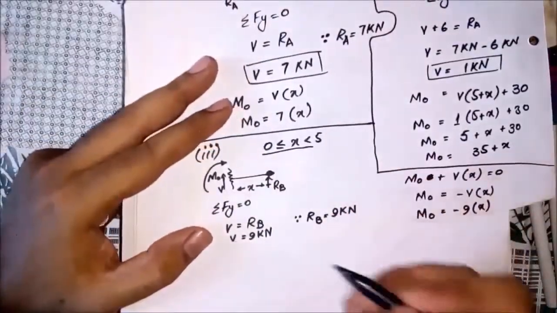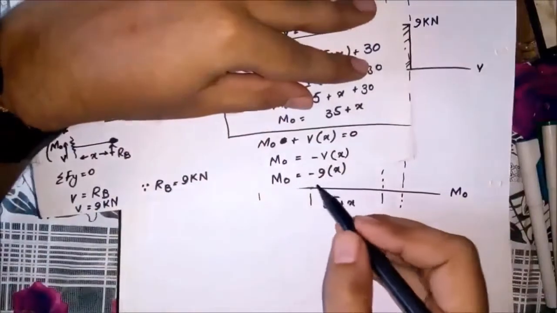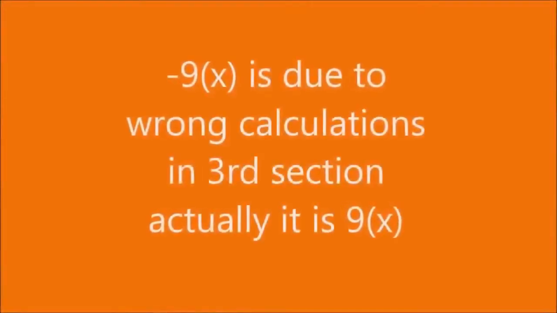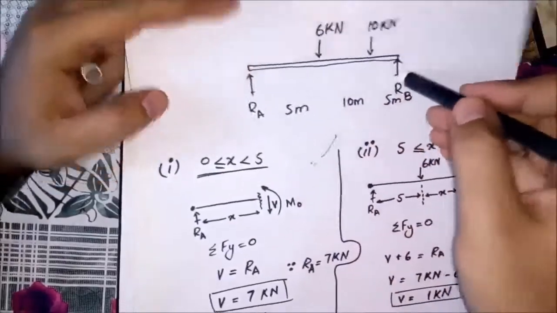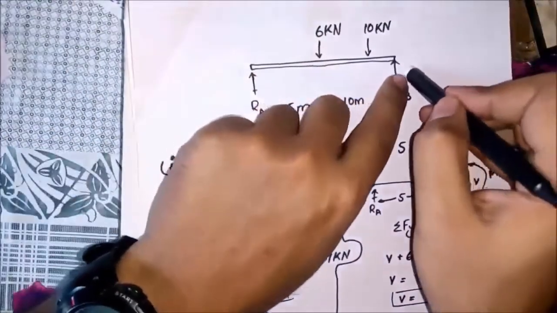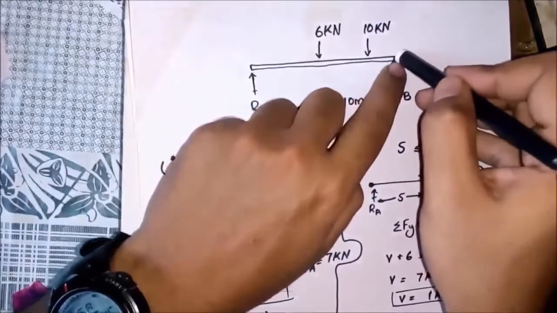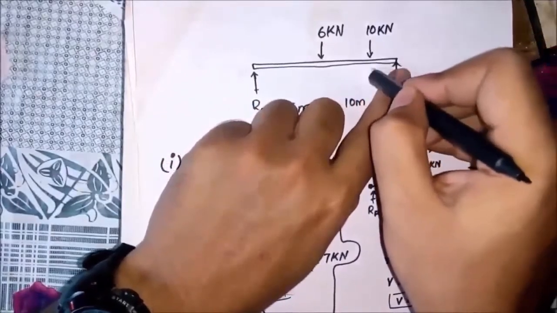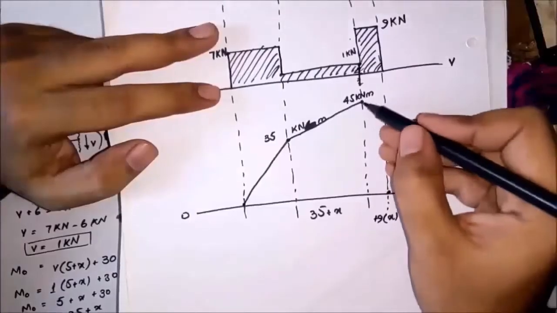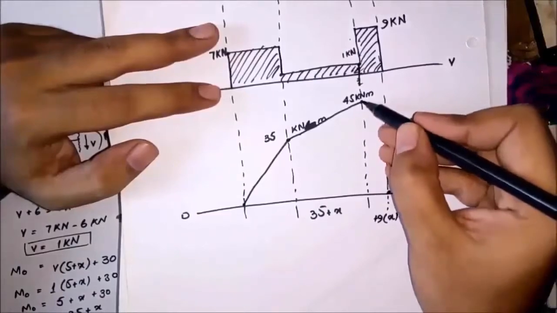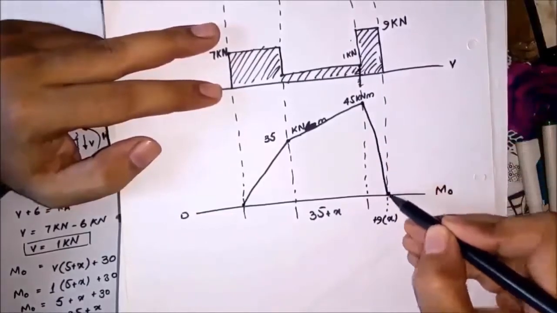Next is the third section. For it, MO is equal to 9 times x. If you recall, for the third section, we chose point B as the pivot. So at point B, x will be 0 and will increase to the left of point B from 0 to 5. Hence, MO increases from 0 to 45 to the left of point B.